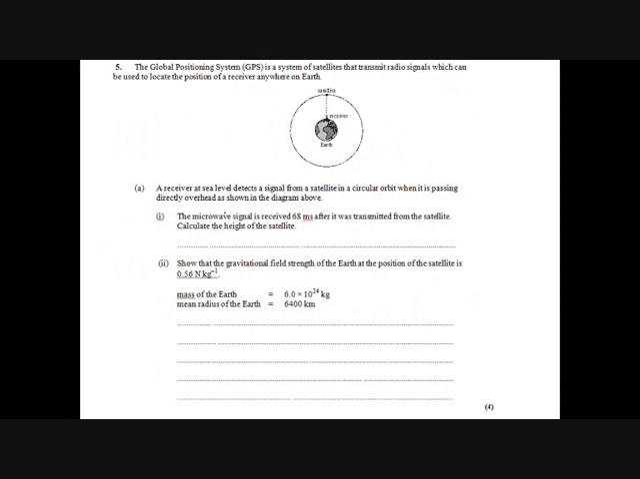Okay, just one long answer question on this paper. So we've got a detector going on here. It's 68 milliseconds for the microwave signal. They haven't given us a clue here, but we need to know that microwave signals travel at the speed of light. So this is just the distance equals speed times time calculation. So 3 times 10 to the 8 times 68 times 10 to the minus 3 gives us a height of 2.04 times 10 to the 7 meters.